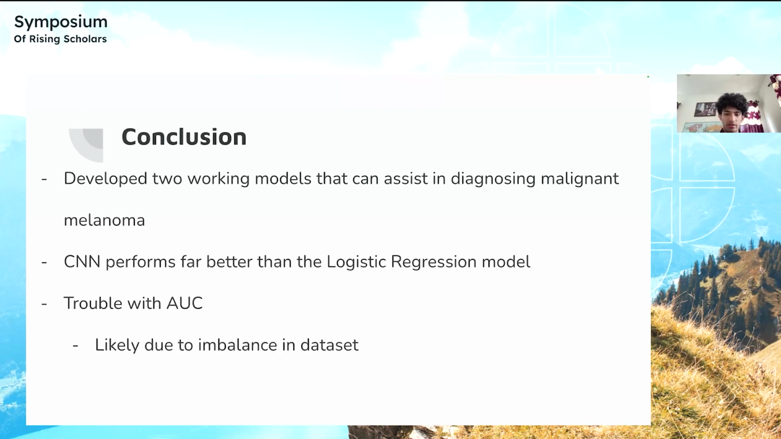However, both models did face challenges with the AUC metric, and this again is due to the data set's imbalance between malignant and benign samples. So more images of malignant samples for each model to be trained on could mitigate this issue.